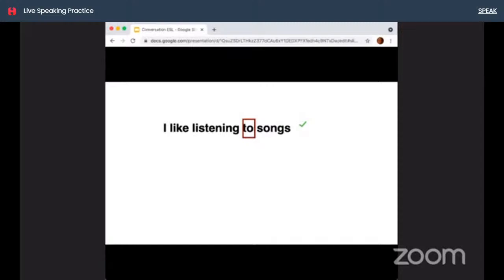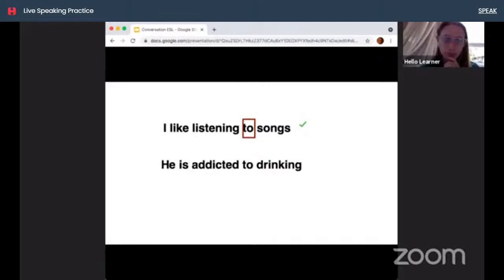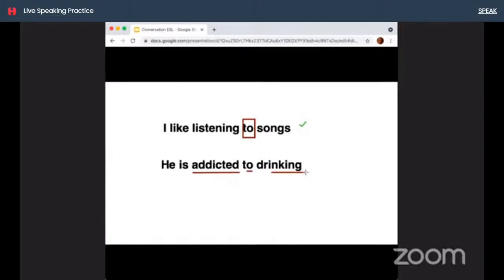Yes, one sentence. He is addicted to drinking. Yeah, correct. Excellent. So you have the addicted to drinking. That works because here it's acting a little bit differently than a gerund.